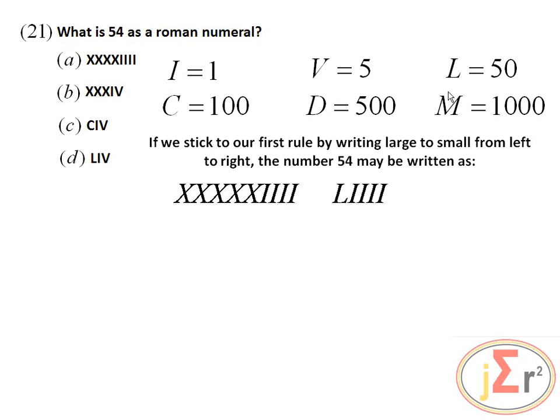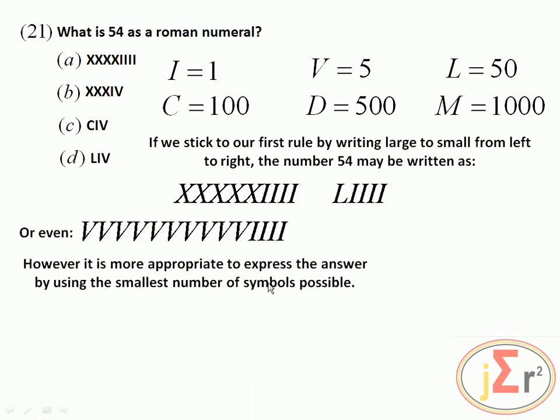It may also be written like this. L. L is 50. And we have 1, 2, 3, 4. So that is also 54. Or we may be a little bit harsh and write 5, 10, 15, 20, 25, 30, 35, 40, 45, 50, 1, 2, 3, 4. However, it is more appropriate to express the answer by using the smallest number of symbols possible.